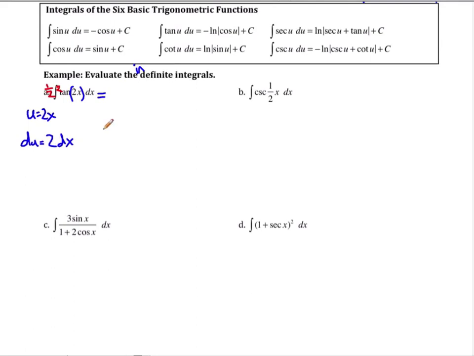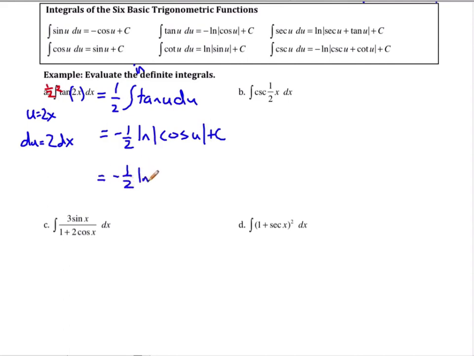And so now let's use change of variables. So we're going to have 1/2 times the integral of tangent u du. And now we can use this integral right up here. So it's going to be negative 1/2 of the natural log of the absolute value of cosine u plus c. And then let's replace u with 2x. And so we get negative 1/2 times the natural log of the absolute value of cosine of 2x plus c. Final answer.